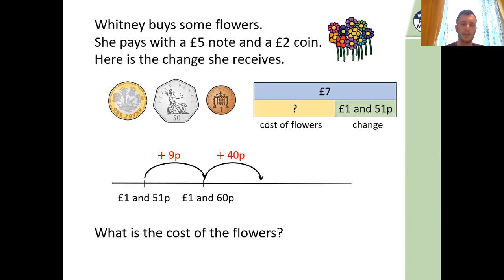Now I can do a slightly bigger jump of 40 pence. What will that get me to this time? That will get me to £2. And now I can do a bigger jump, £2 to £7, which is a £5 jump. And that gets me to £7, which is the amount that she spent with. To work out how much the flowers cost, we need to work out the difference between them. So we can add up all of these jumps. So it'll be £5 plus 40 plus 9, which would be £5.49.